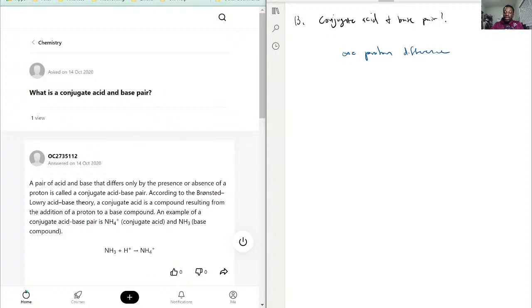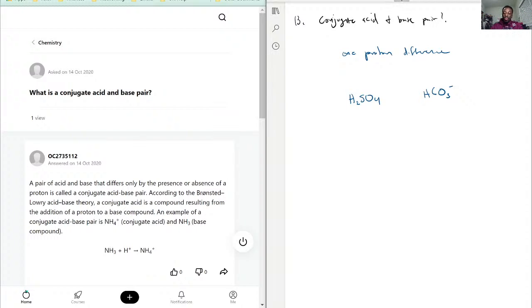Okay, so for example, if I gave you H2SO4 and HCO3 minus, yes, the HCO3 minus has one proton difference, but you can see here that there's one that's the sulfate ion and one that's a carbonate ion. Those are two different structures, really, they won't be the conjugate acid and base pair of each other.